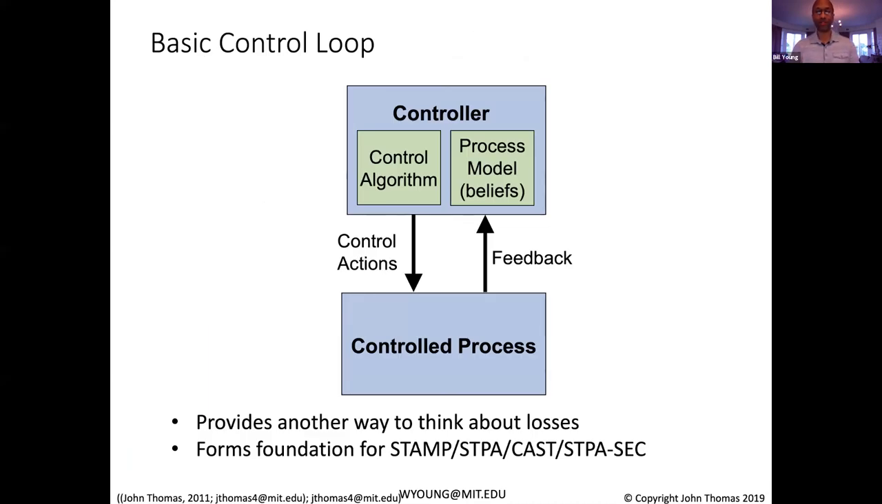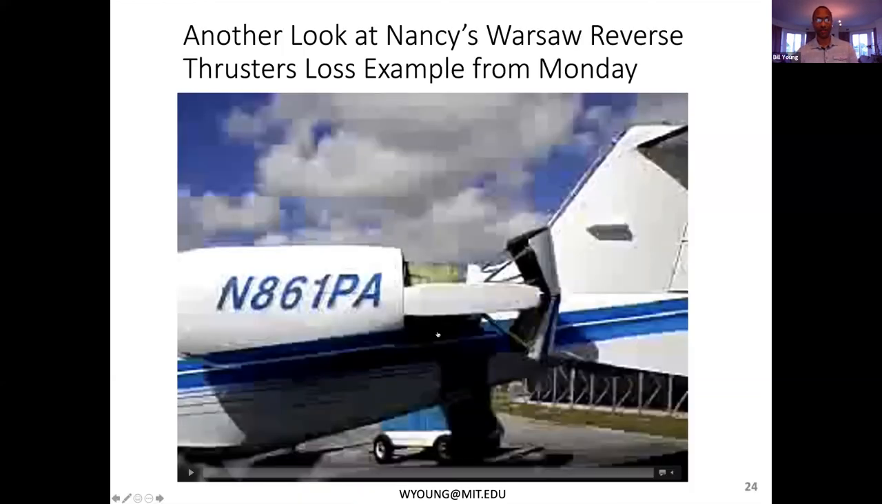So let's do a little bit of a review on STAMP, but it'll also help us draw the connection between safety and security and put a finer point on that. So this is our control loop. Again, we have some controlled process. We have a controller that's taking action to ensure that the process is continuing its goal-seeking behavior on the basis of beliefs that it's updating through feedback of what's going on in the process. So this is a thrust reverser.